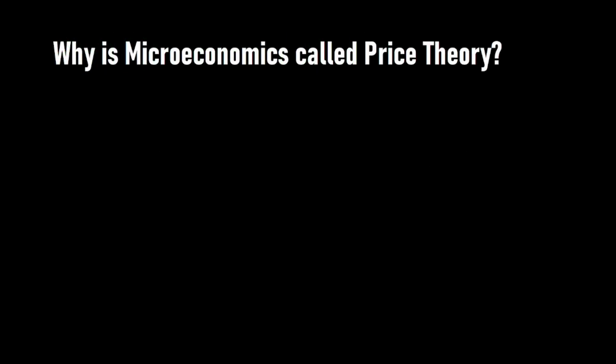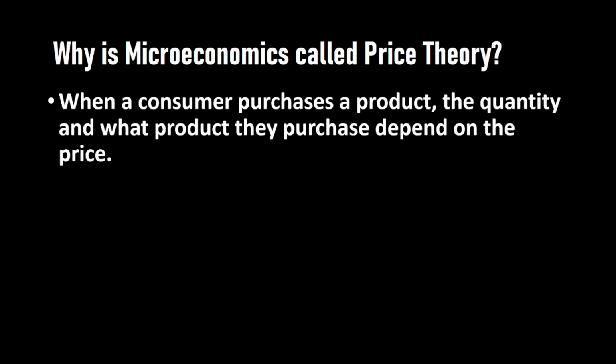Now we'll know why microeconomics is called the price theory. When a consumer purchases a product, the quantity and what product they purchase depend on the price. We know that consumer demand of a product and price are inversely related for a normal good. When price increases, consumer demand decreases, and when price decreases, consumer demand increases.